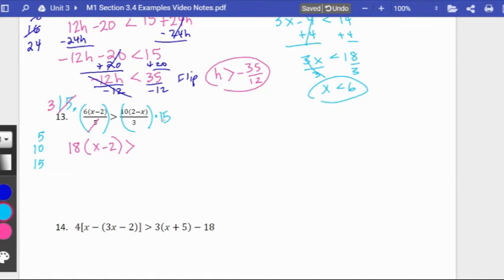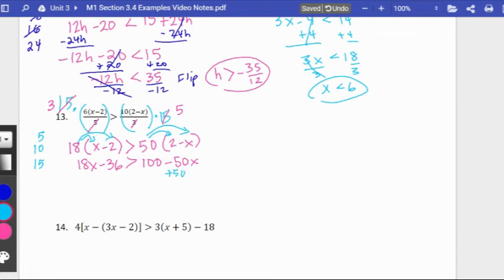This was supposed to be a 15 here. Okay, and in a similar way, 3 goes into 15 5 times. 5 times 10 is 50. And then the binomial is still the same. Let's distribute each of these, giving us 18x minus 36. On the right, we have 100 minus 50x.